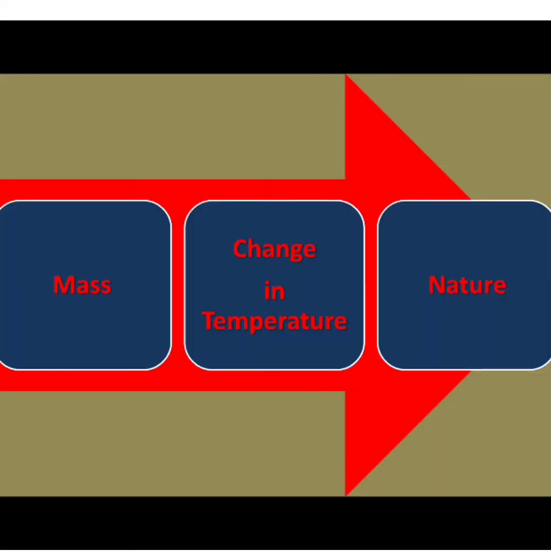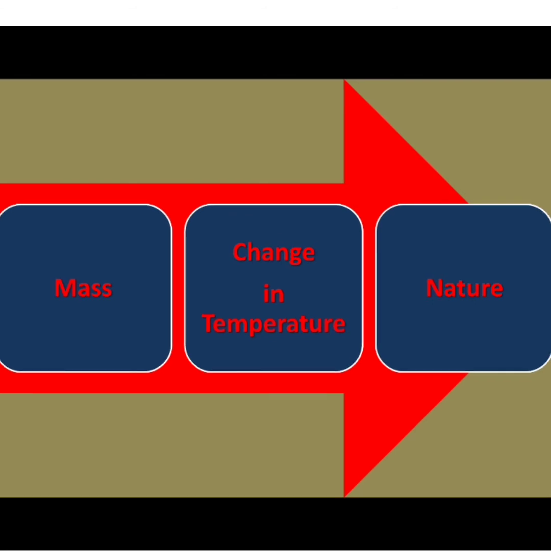In general, the amount of heat energy gained or lost by a substance is determined by 3 factors. They are mass of the substance, change in temperature of the substance, and nature of the material. Different substances require different amounts of heat energy to reach a particular temperature. This nature is known as heat capacity of a substance.